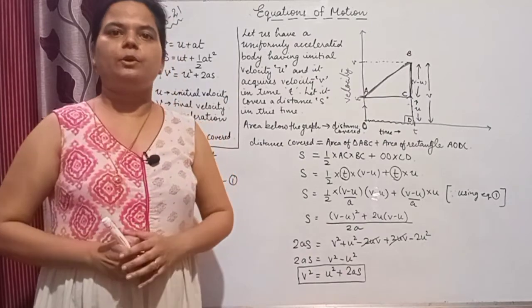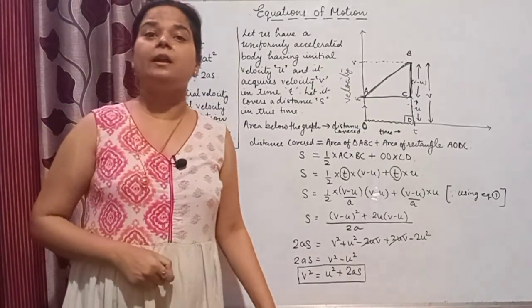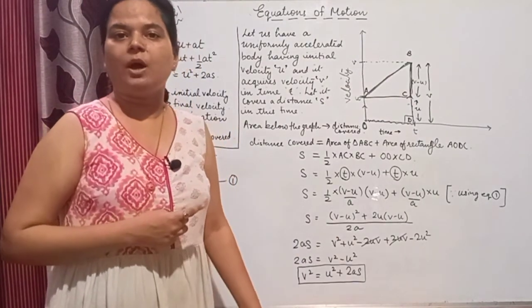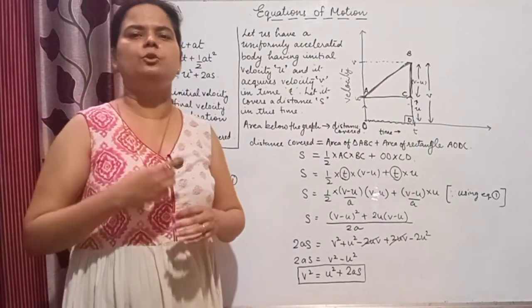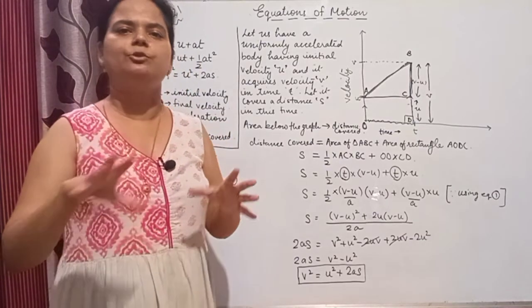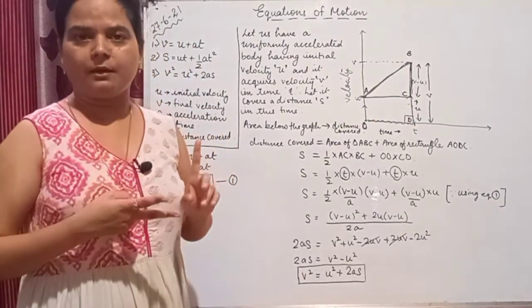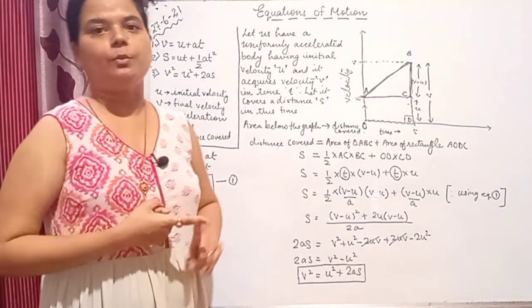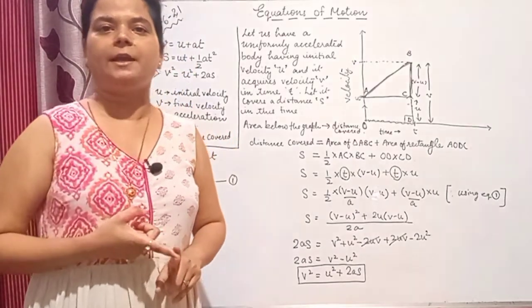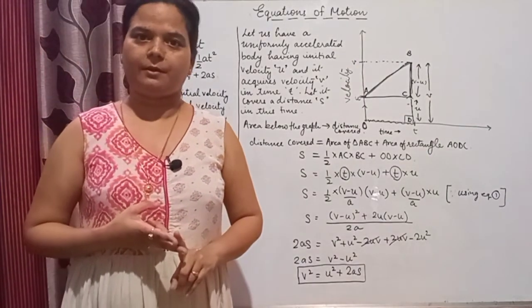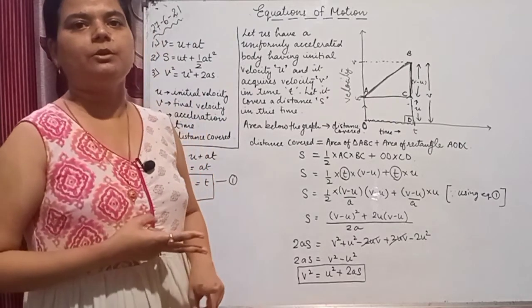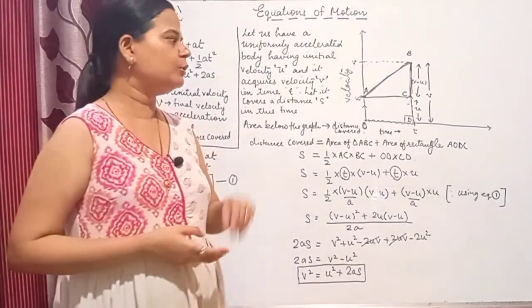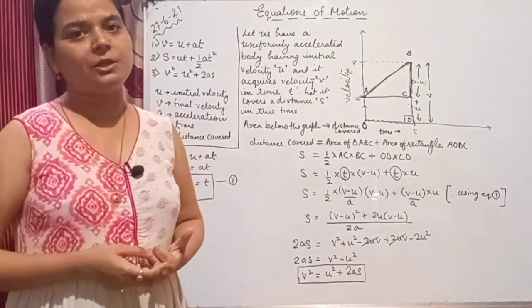Now I just want to clarify one thing: we have 3 methods of deriving these equations of motion. The first is the mathematical method, in which we use only formulas and place values. The second is the graphical method, that we have already done. And the third is the calculus method. When you move to class 11, you will do all 3 methods there. We are not going to do the mathematical method or calculus method in class 9th. In class 9th, we shall only stick to the graphical method of deriving these equations.